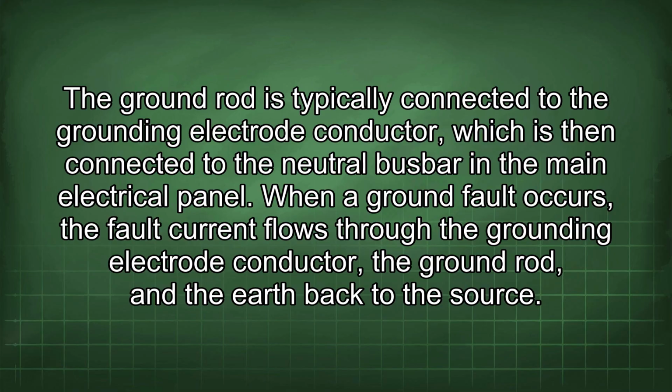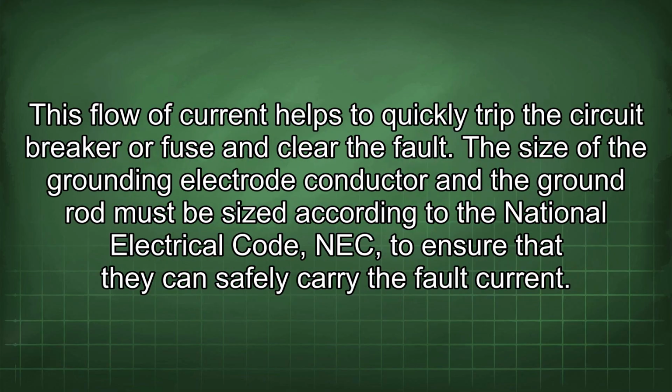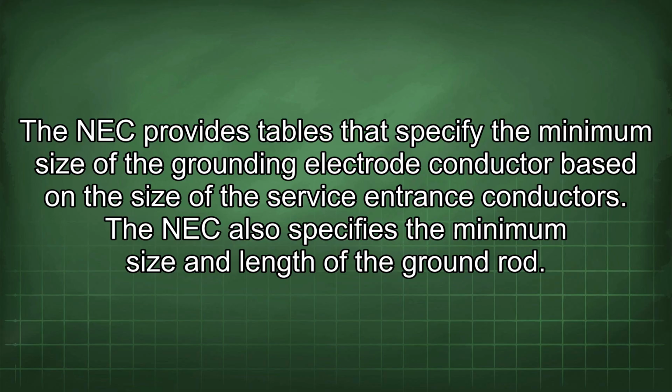When a ground fault occurs, the fault current flows through the grounding electrode conductor, the ground rod, and the earth back to the source. This flow of current helps to quickly trip the circuit breaker or fuse and clear the fault. The size of the grounding electrode conductor and the ground rod must be sized according to the National Electrical Code (NEC) to ensure that they can safely carry the fault current. The NEC provides tables that specify the minimum size of the grounding electrode conductor based on the size of the service entrance conductors. The NEC also specifies the minimum size and length of the ground rod.